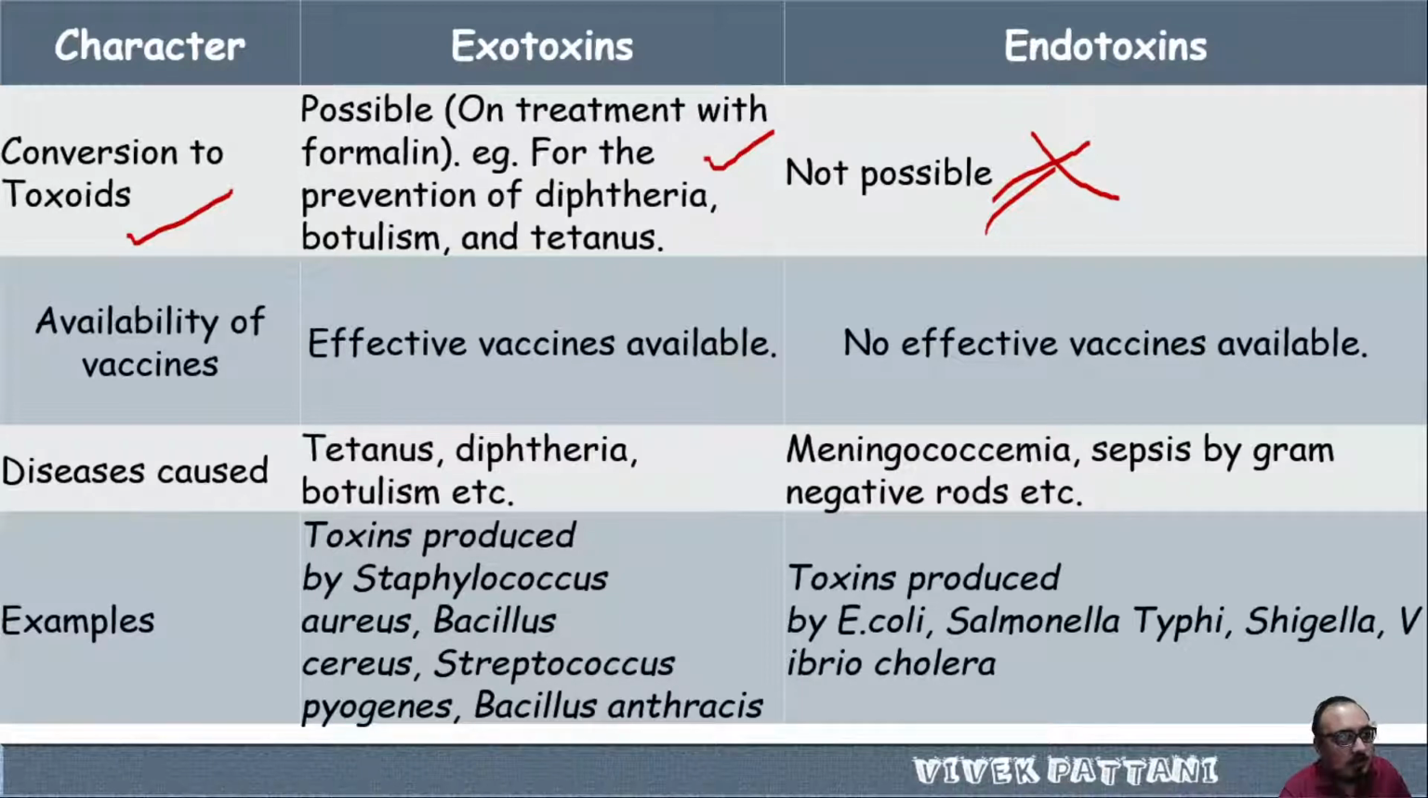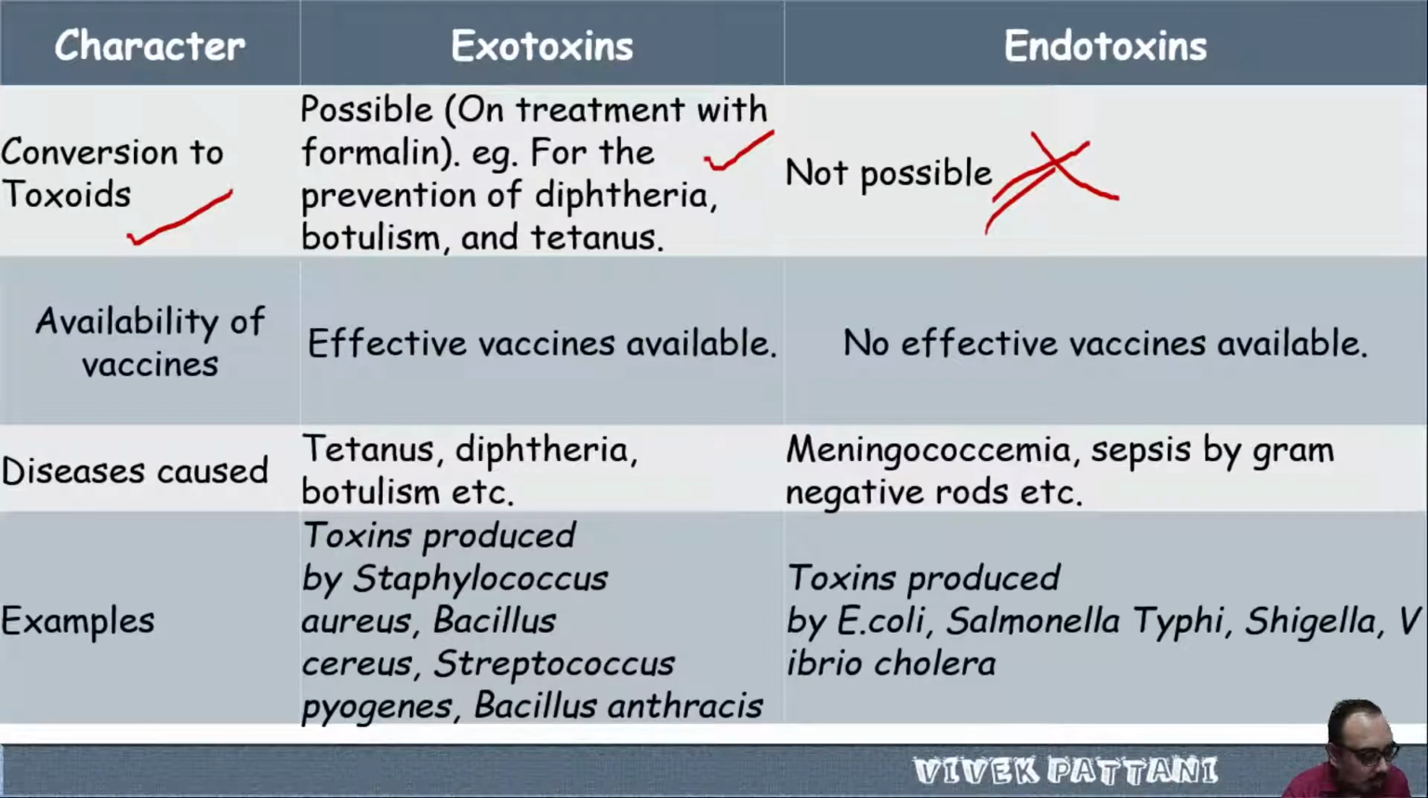They have the ability to stimulate the production of antitoxins in the body, which are basically antibodies that react with the toxins and neutralize them in the body of the host animal. Why is it important? This is important in the protection of the susceptible host from diseases caused by the exotoxins.